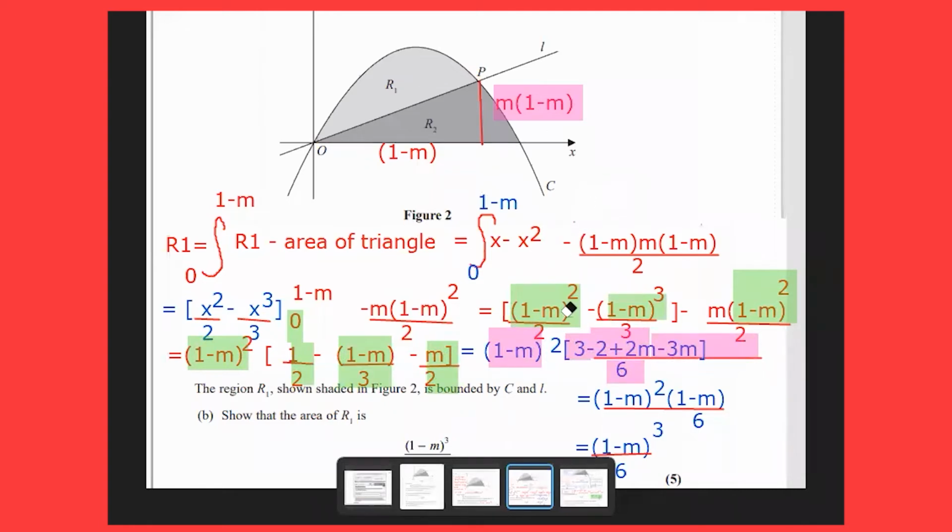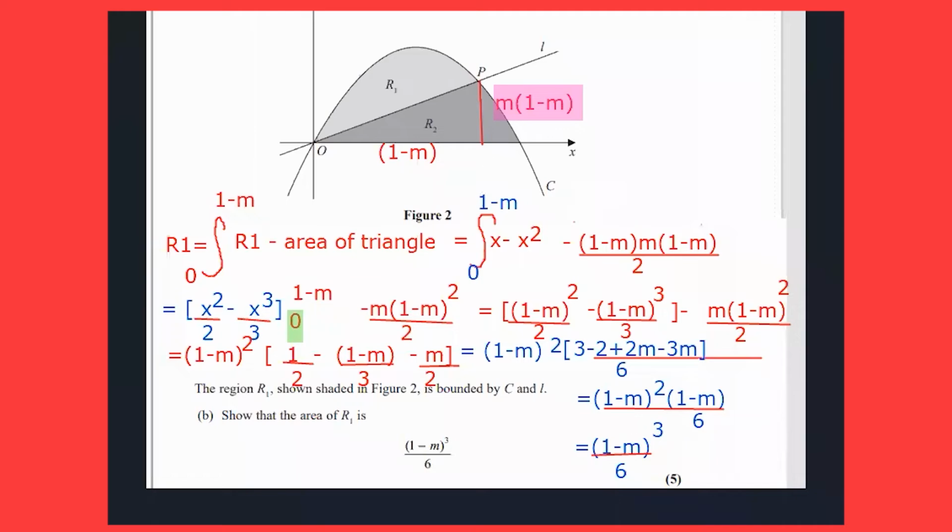Now let me simplify what I have in purple there. So I will have the 1 minus m squared, which is out, and 3 minus 2 is 1, 2m minus 3m is minus m, so I have another 1 minus m here. 1 minus m squared into 1 minus m can be written as 1 minus m cubed over 6. So here I have proved what part B has wanted us to prove, which is that R1 is equal to 1 minus m cubed over 6.